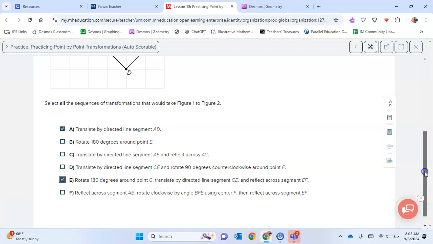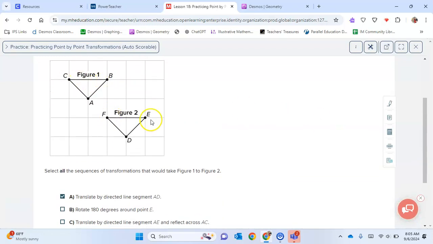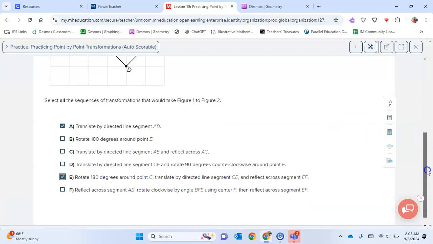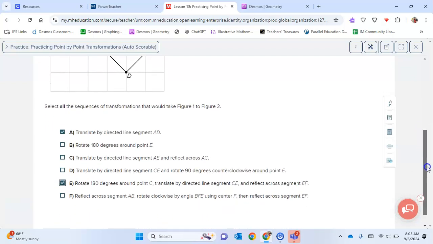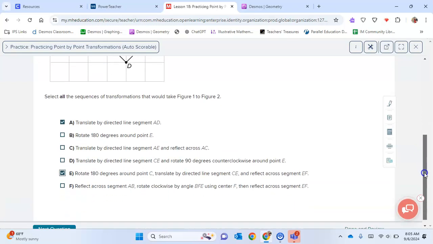Rotate clockwise by angle BFE. BFE is a 90-degree angle. We're going to move that clockwise using center F, and then you would have to reflect it across segment EF.